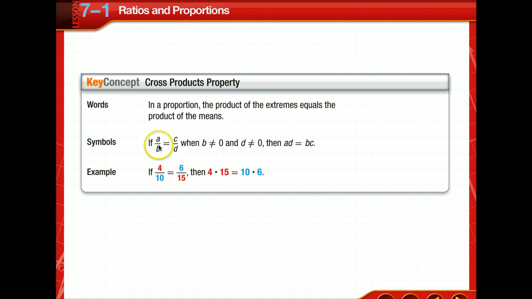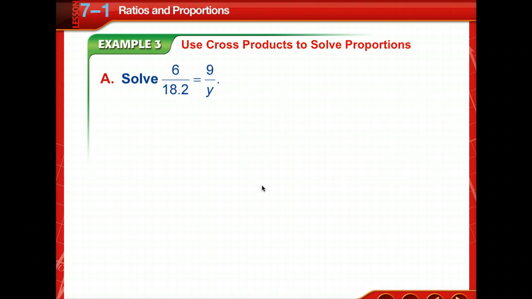So if A over B is equal to C over D, when the denominators are not 0, then AD is equal to BC. Let's put some numbers in there so you can see. So 4/10 is equal to 6/15. If they're equal, then 4 times 15 is equal to 10 times 6. So the product of the extremes AD and the product of the means BC are called cross products.